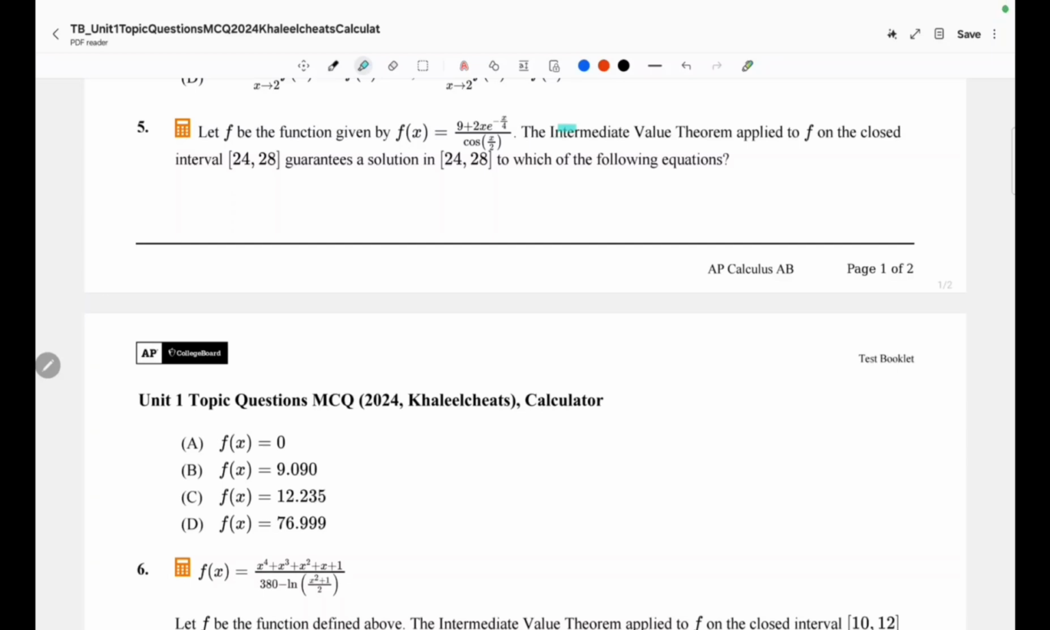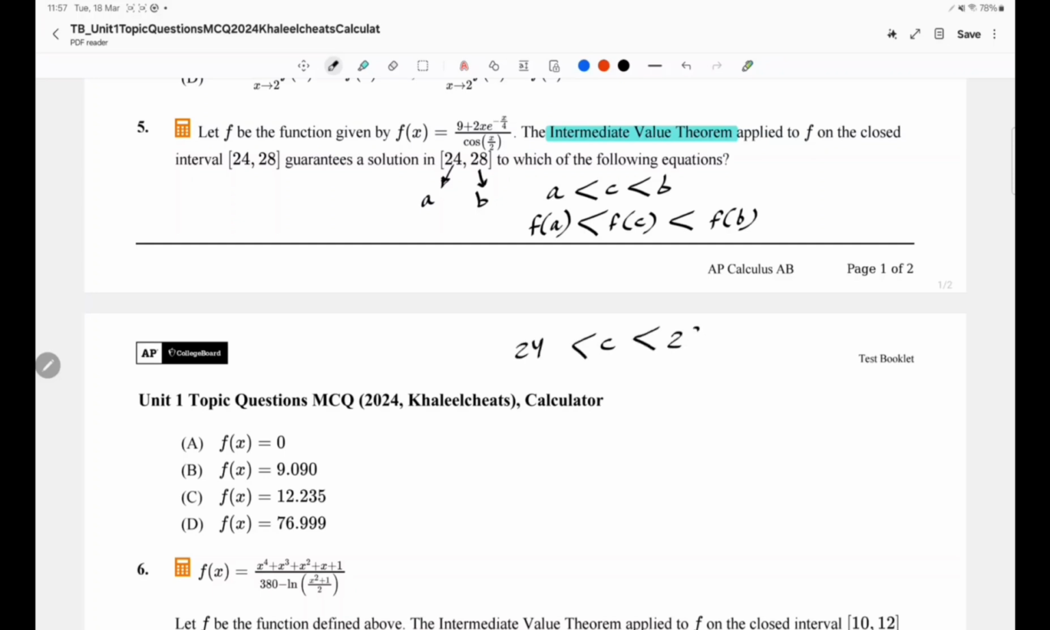So here we have application of the IVT. And for the IVT to work, you have to basically know the following condition, that C is bigger than A but less than B. F of C is less than F of B but bigger than F of A. And this is going to be RA, and this is going to be RB. So that means that I must pick a value C that's bigger than 24 and less than 28.